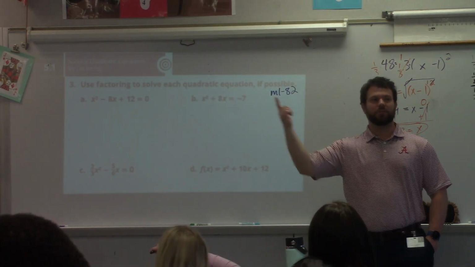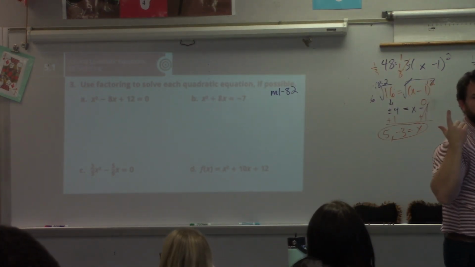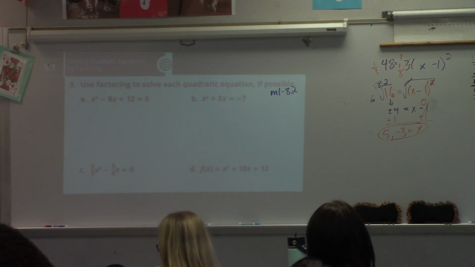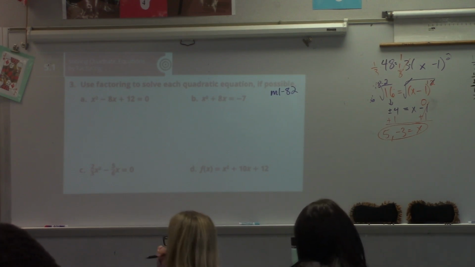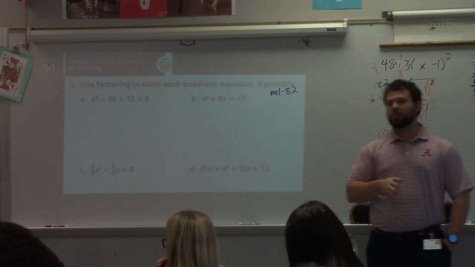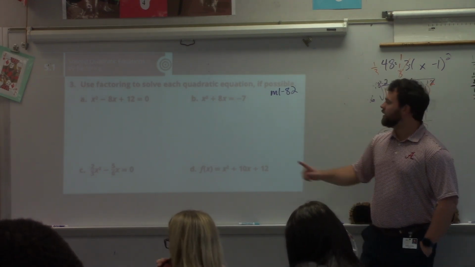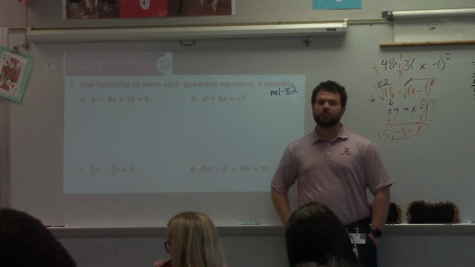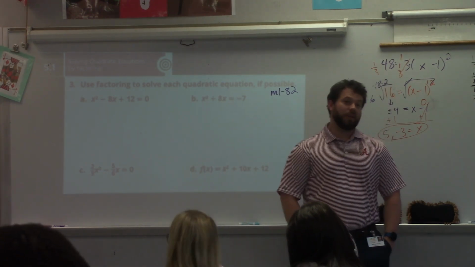Am I going to use inverses with properties of equality? Yes. Wait, no. It's not in vertex form. Oh, you can't do it in standard? You can to some degree, but I will point this out. How many times do you see x in this equation? 2. You see it twice. So I'm not using inverses.